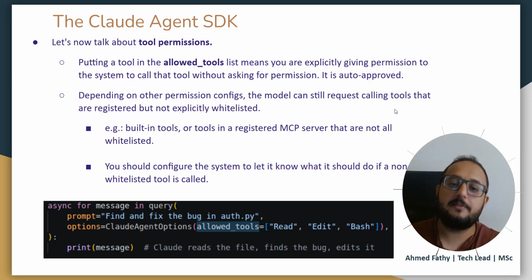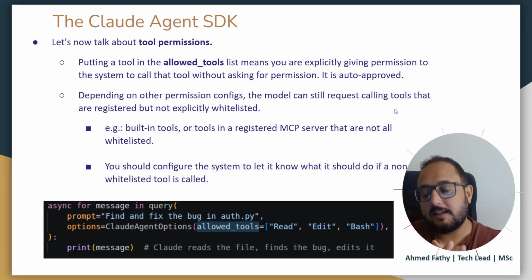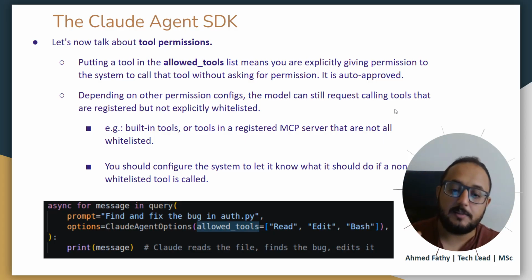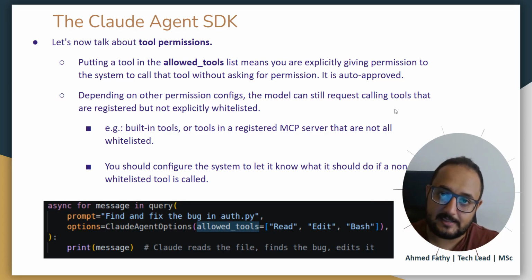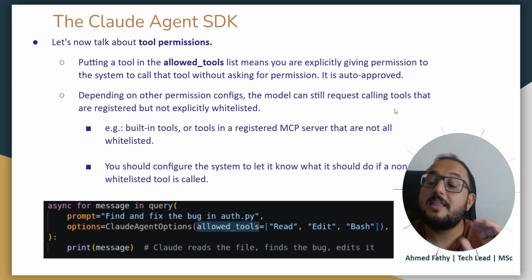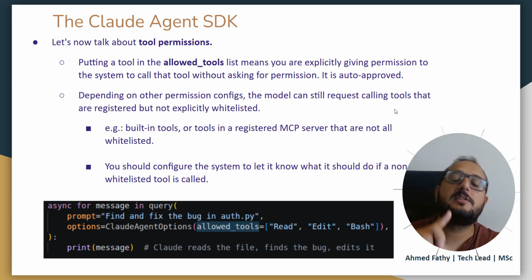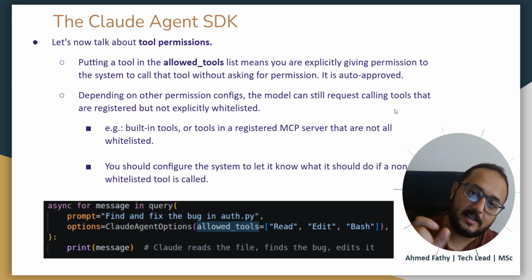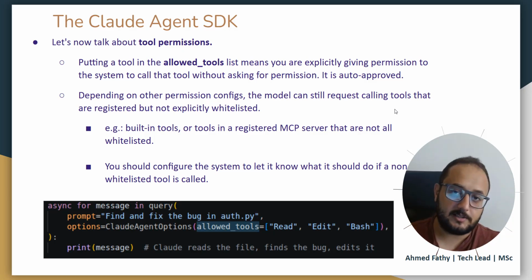But if you have a tool written in the allowed tools list, it is auto approved. It will not ask you for it. Now, depending on other tool permission configs that we will talk about, the model can still request calling other tools that are registered but not explicitly whitelisted. So if you put a tool in the allowed list, you are explicitly whitelisting this tool. This doesn't mean that any other tool that is not whitelisted can never be executed.